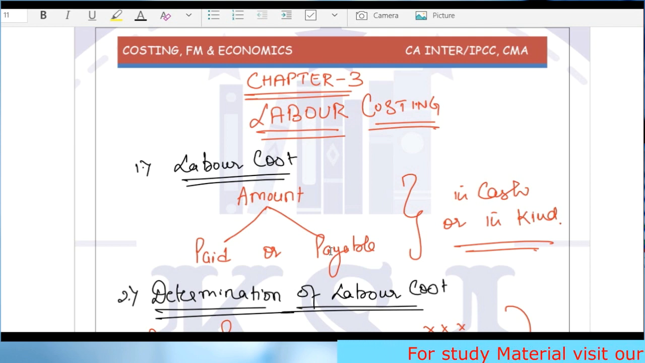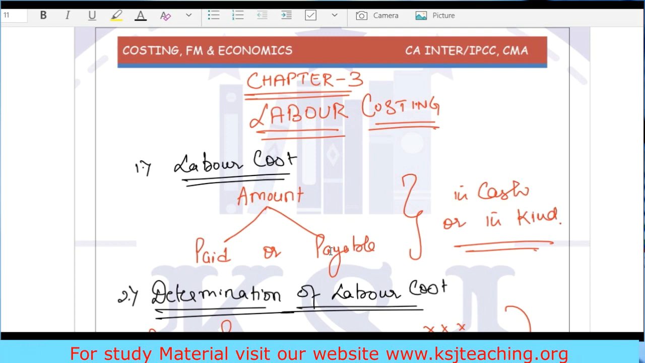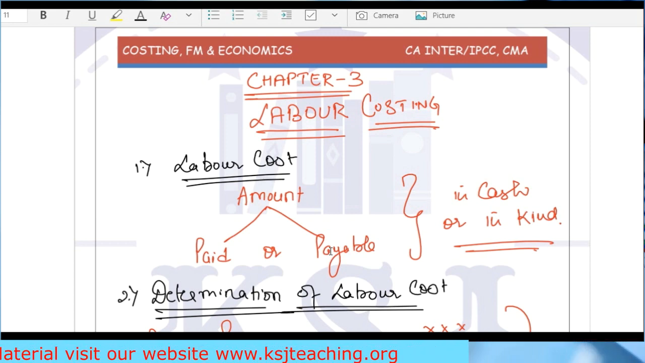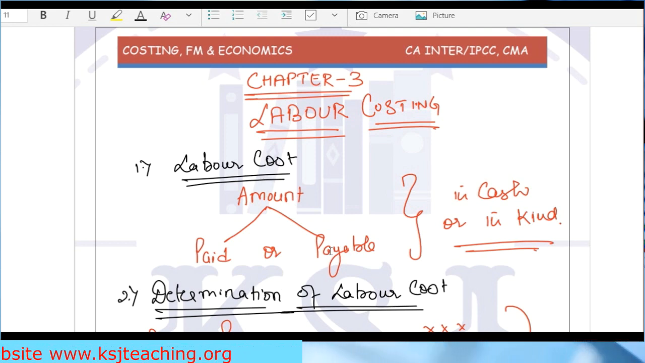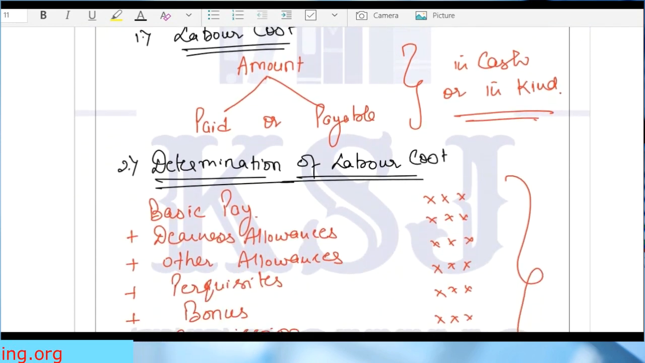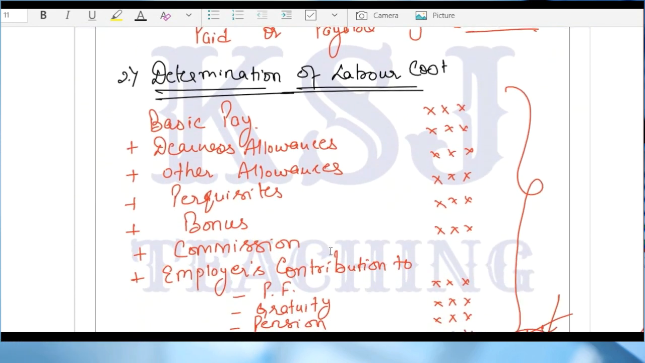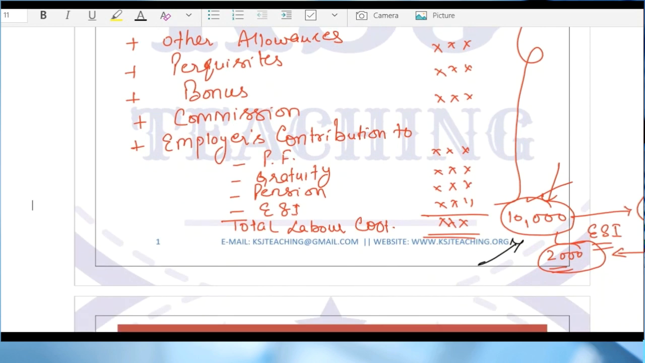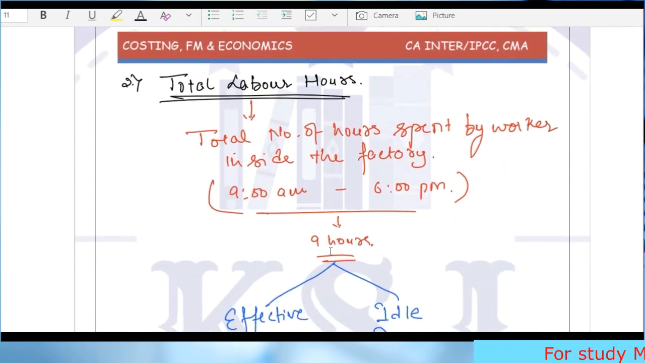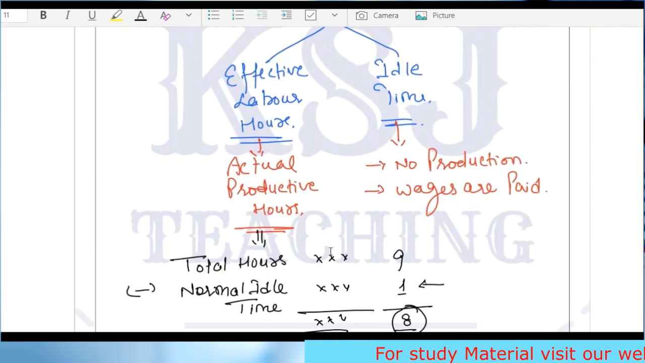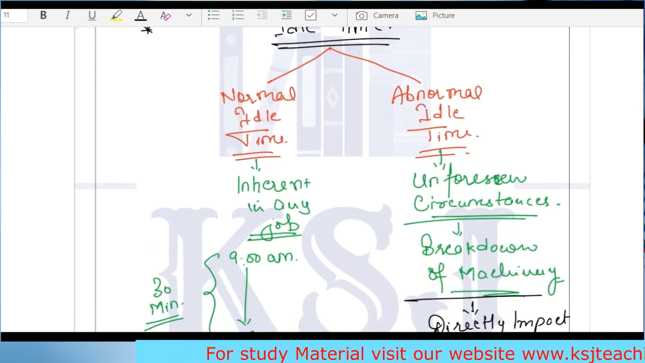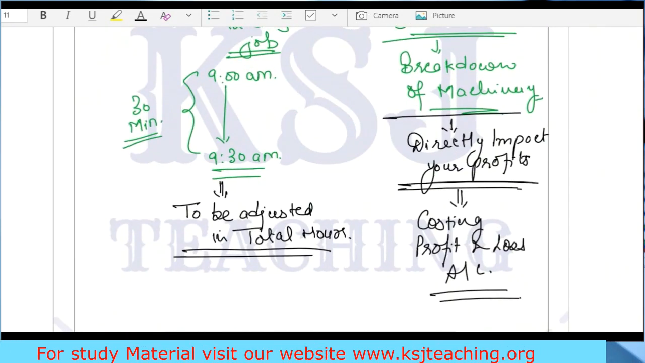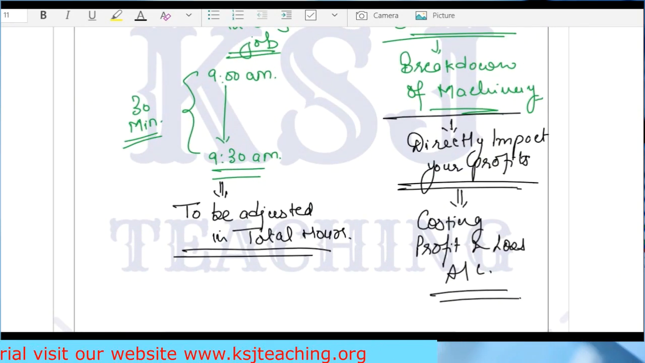Yes, sir. Okay. So in the last lecture we started with chapter number 3, that is labor costing, and we discussed the basics. What is labor cost and what all is included in the labor cost. We discussed the determination of labor cost, then total labor hours, effective labor hours and the idle time. All this we discussed in the last lecture.